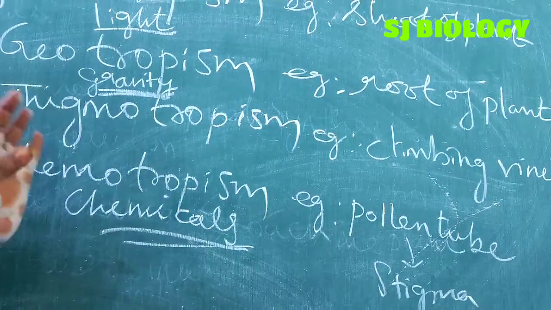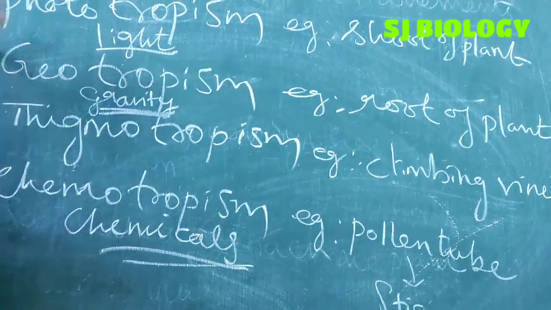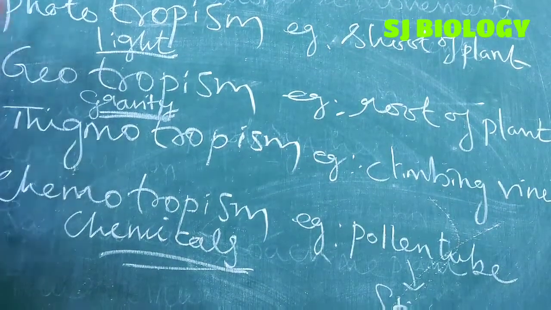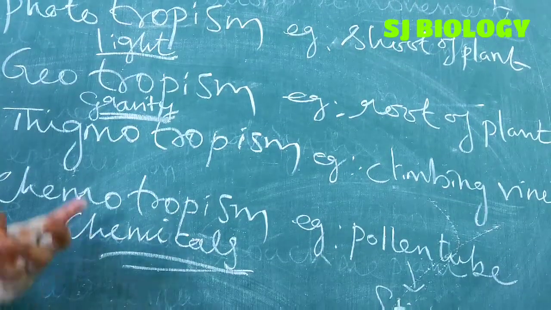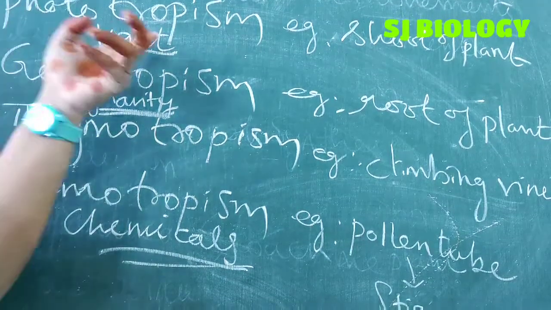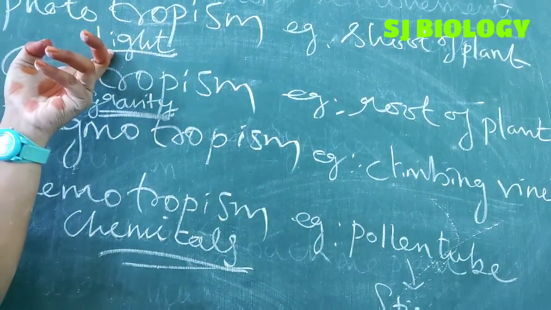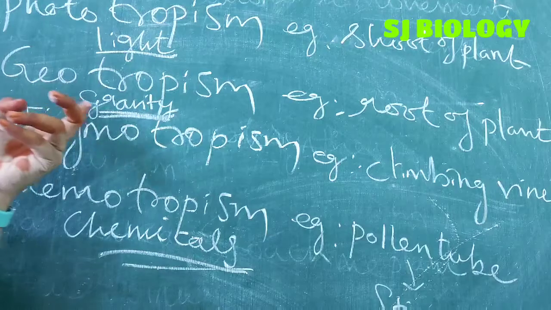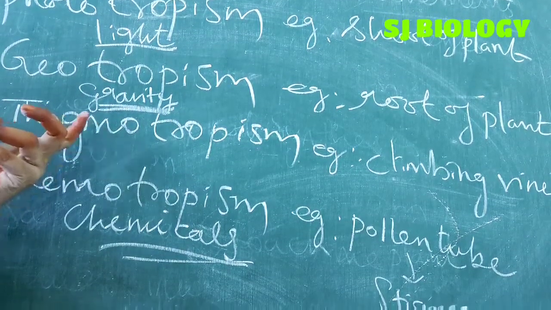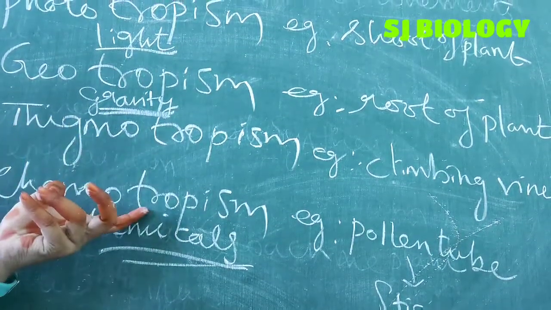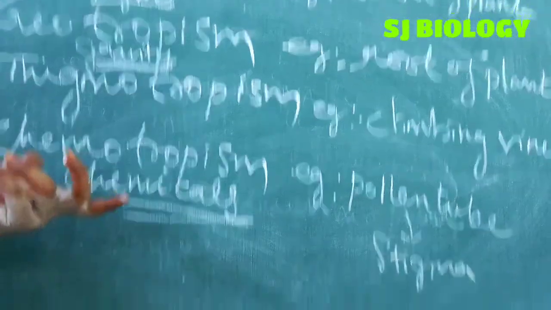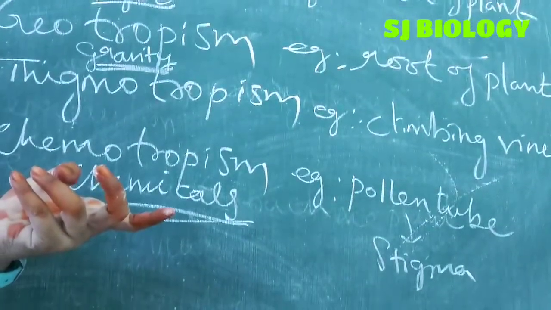So tropism is a unidirectional movement of a whole plant part towards the direction of a stimulus like light, gravity, chemicals and touch. Phototropism is movement towards light, geotropism is response to gravity, thigmotropism is movement of a plant part due to touch, and chemotropism is movement due to chemicals. These are the types of tropism.